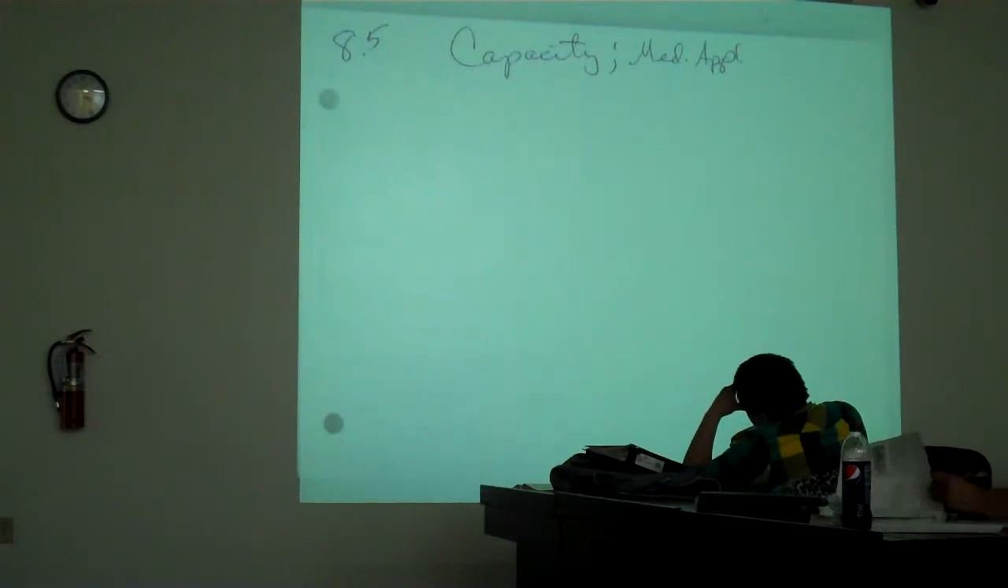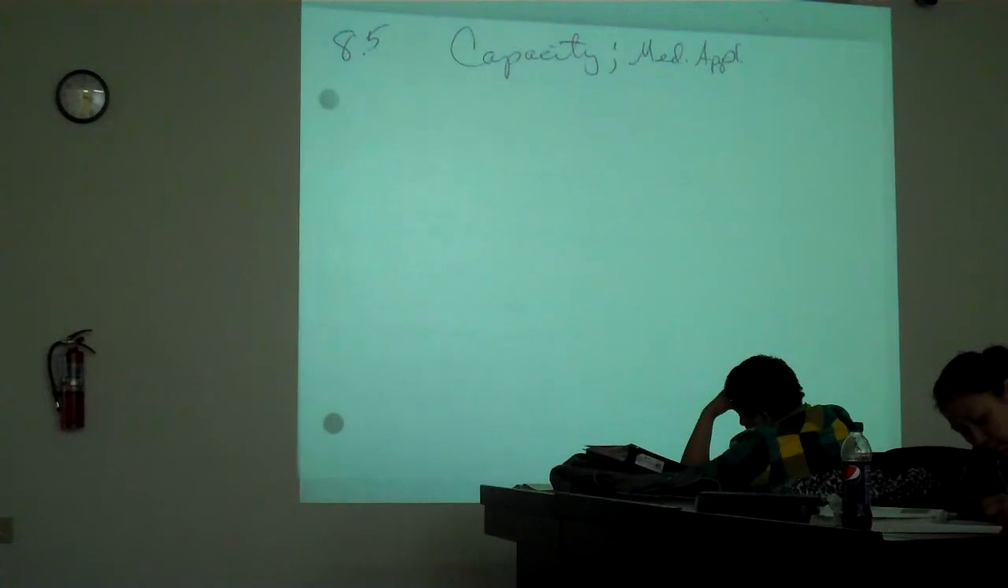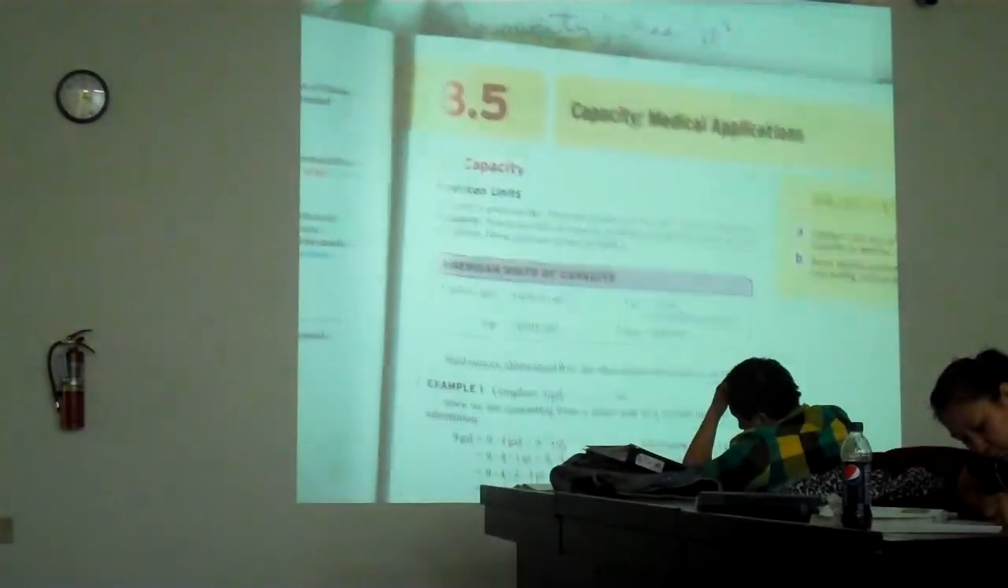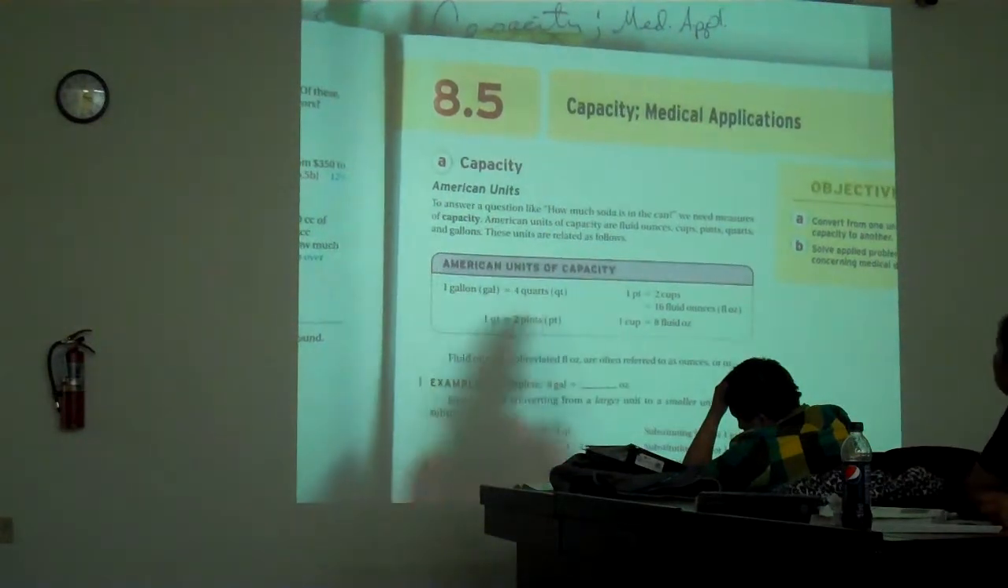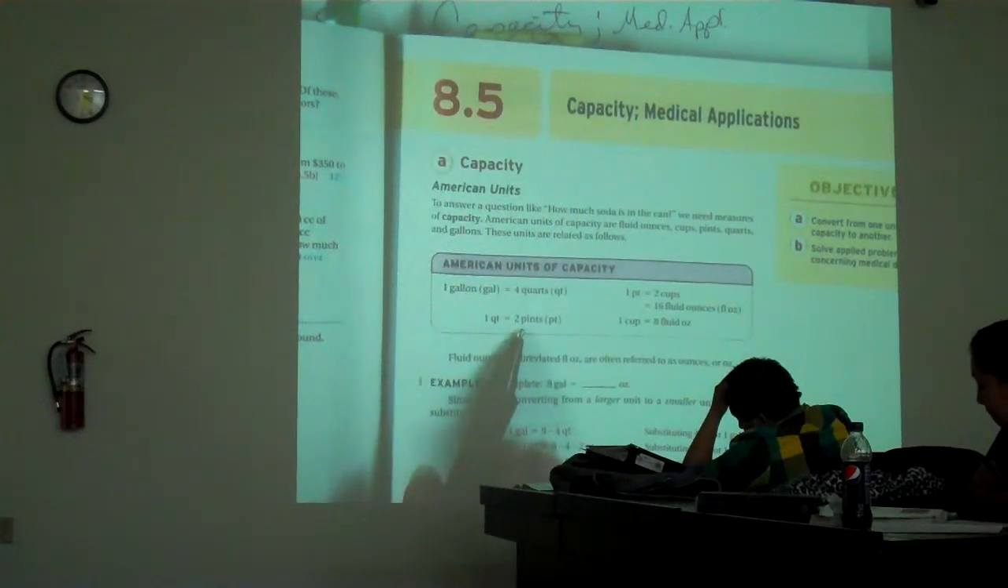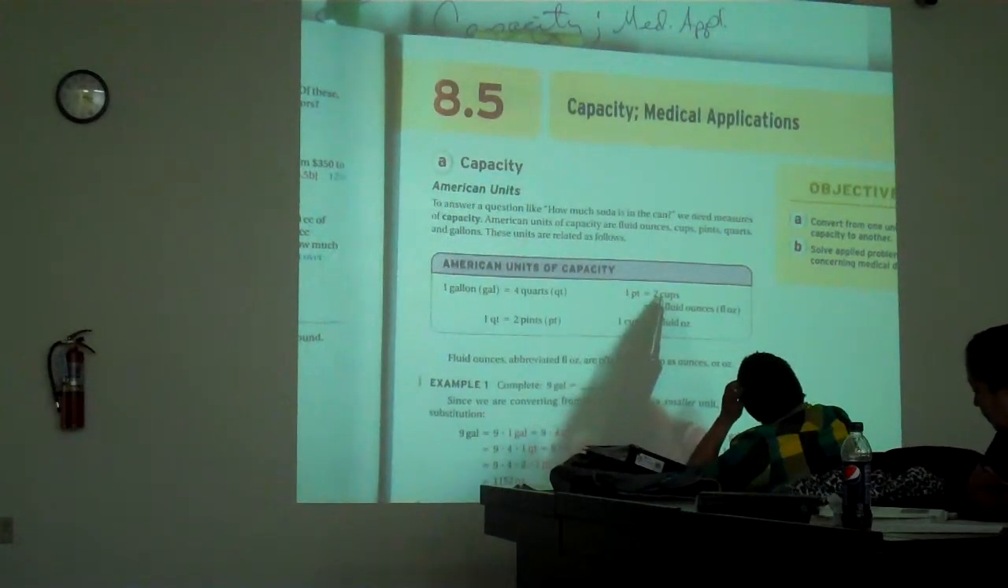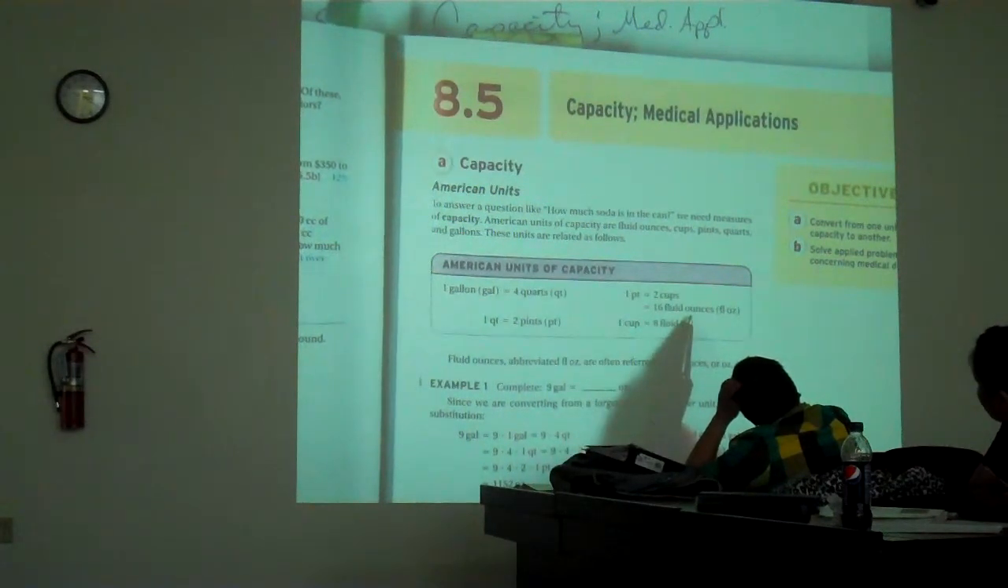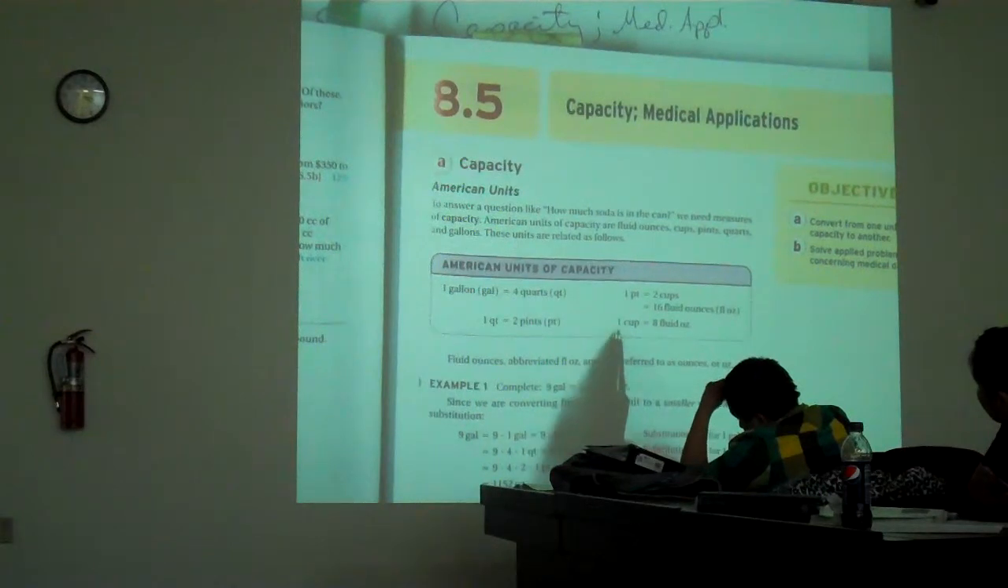Okay, now we'll go to 8.5. Capacity, that means gallons, quarts, pints, cups. And for that one, you need to have this chart here. Gallon is 4 quarts, a quart is 2 pints, pint is 2 cups. Also 2 cups or a pint is 16 fluid ounces. And 1 cup is 8 fluid ounces. Okay, so we're going to use those for doing the next stuff.